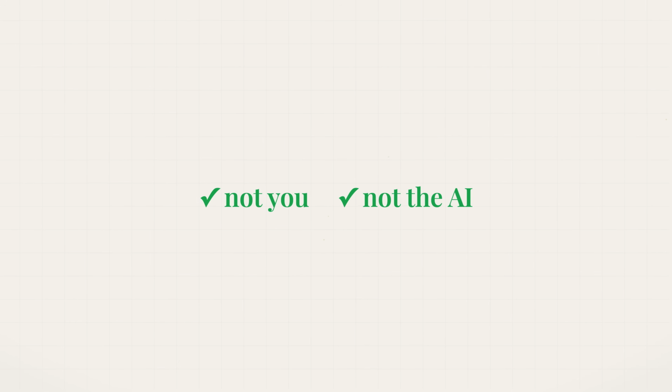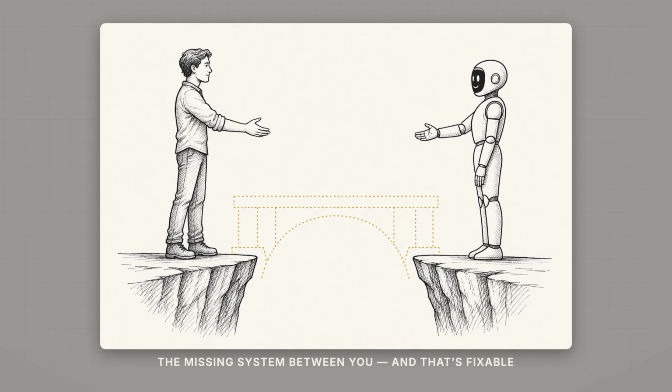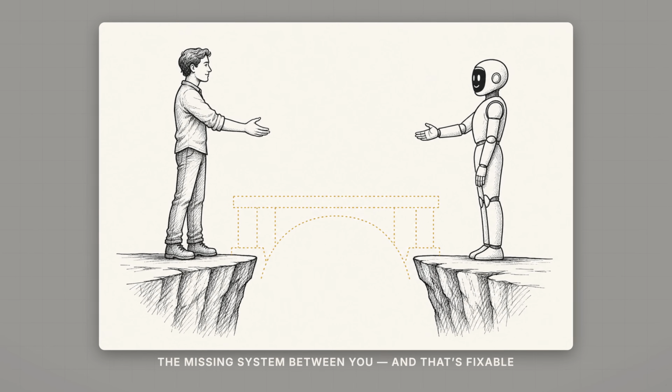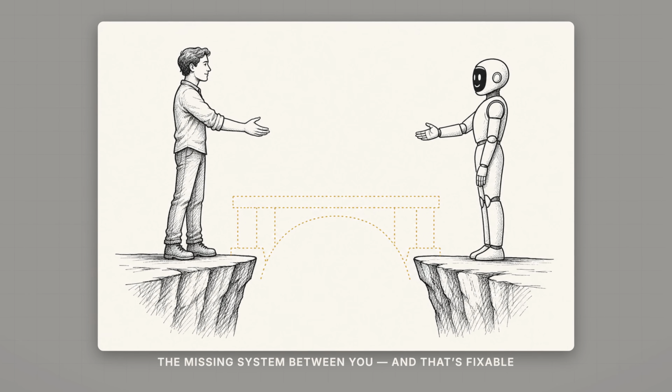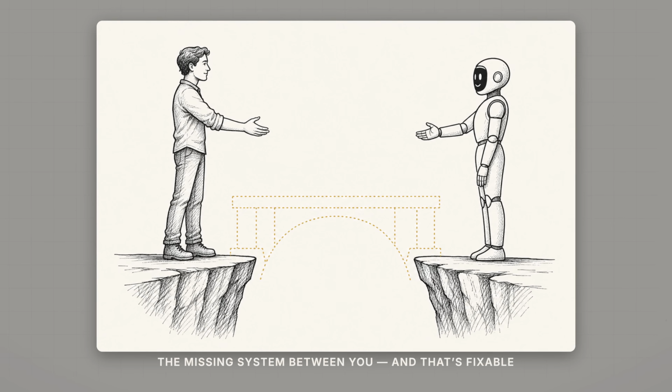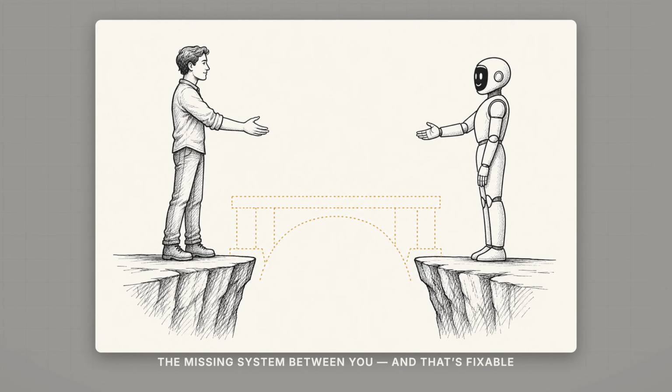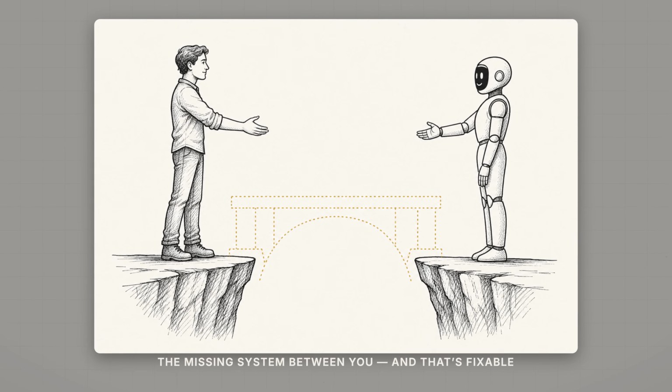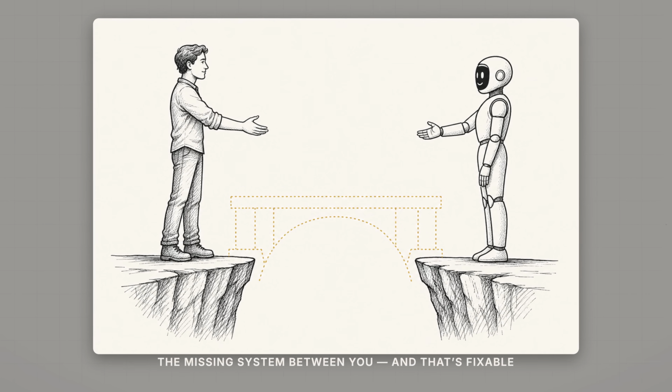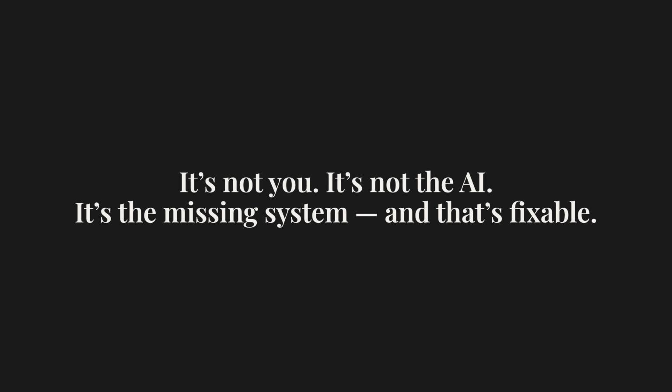And I need you to hear the part underneath that, because it's the whole spirit of this course. This was never your fault. You are not bad at AI coding. You're early in it. The way you were building was never designed to hold up. Nobody handed you the system that makes it hold. So of course it didn't. It's not you, and it's not the AI. It's the missing structure between the two of you. That's a fixable problem. That's the best news in this entire course.